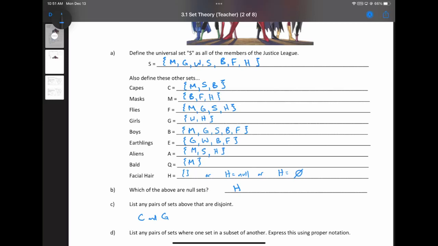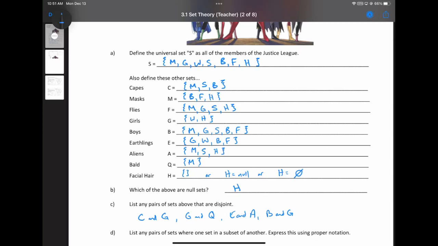Girls and bald. And bald is our Q again. So those two things have nothing in common. What about earthlings and aliens? And boys and girls. Those are sets that have nothing in common, no common element.